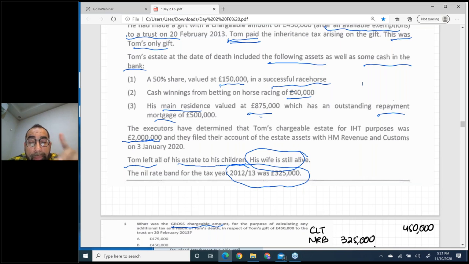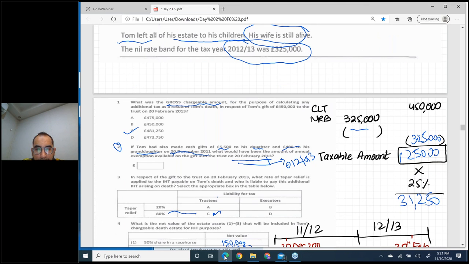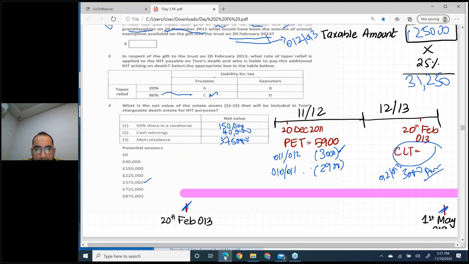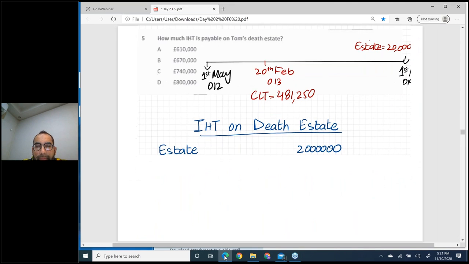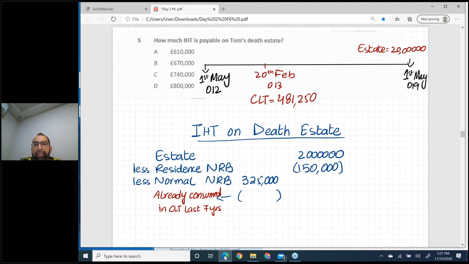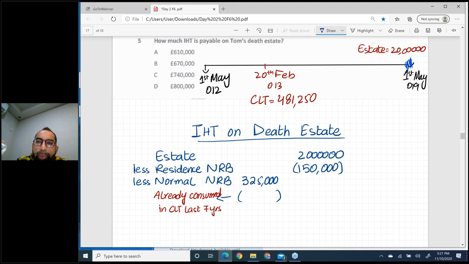Okay, so now make up your mind. I am going to calculate IHT on the death estate only, not on the CLT, only on the death estate. Okay, let's do it. Look here. For the death estate calculation, this is the date of death, that is 1st May 2019.